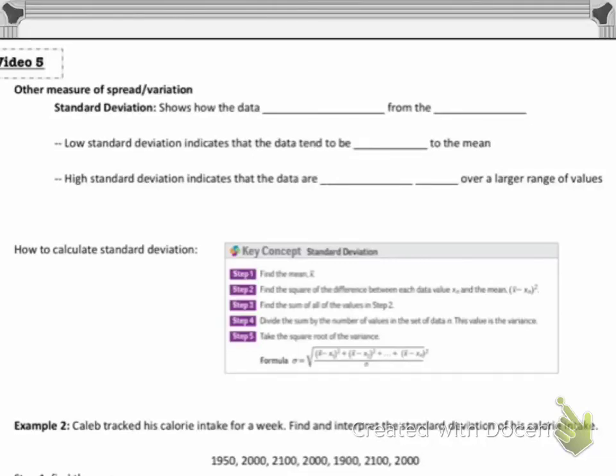In this video, we're going to specifically only look at standard deviation. So, what is standard deviation? Well, it shows you how the data, and this is where it gets its name, deviates from the mean.